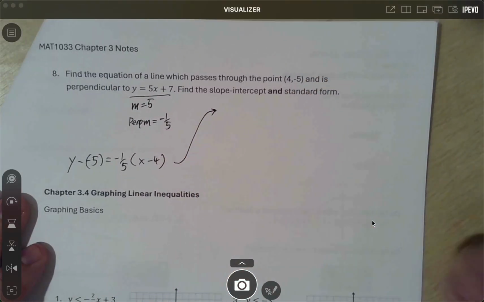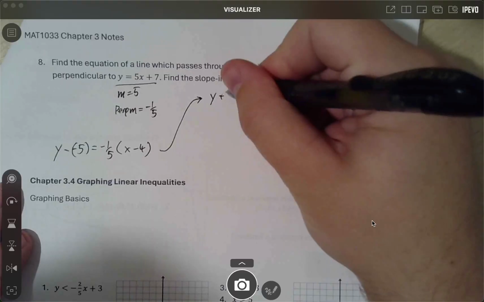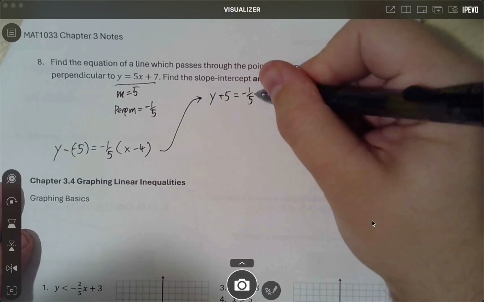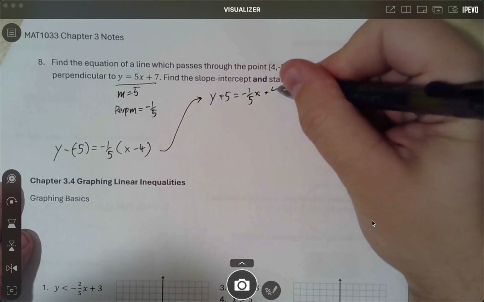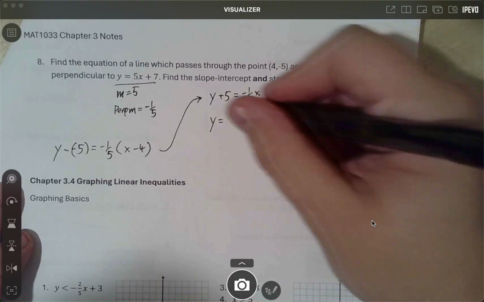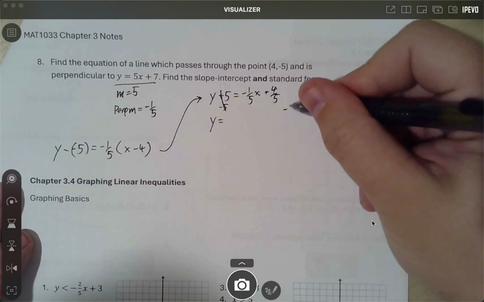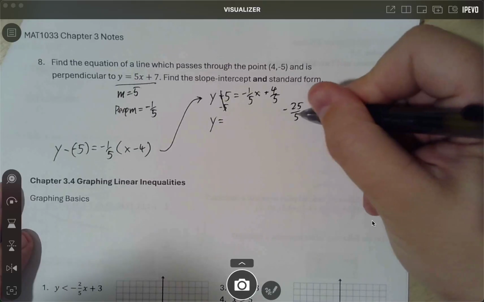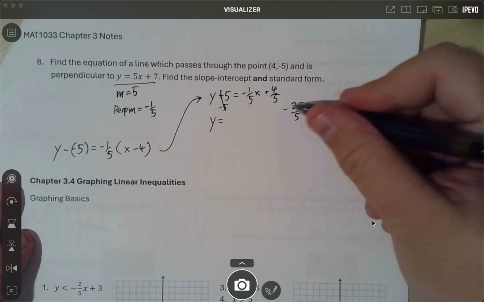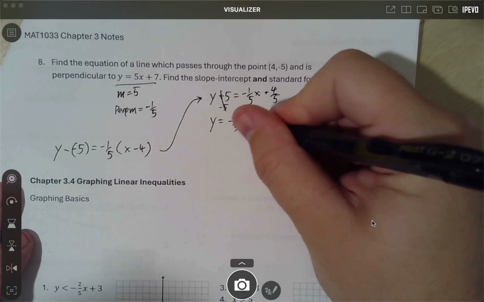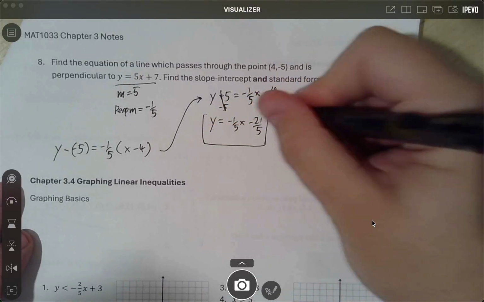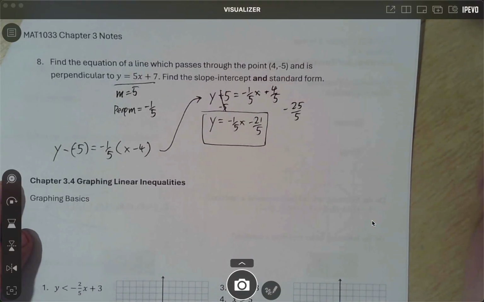I need to get that into slope-intercept, so here we go. That's y plus 5 after the double negating. If I use my distributive property, I've got my -1/5 x. I've got my positive 4/5 over here. And then if I subtract 5, right? If I subtract 5, that's really subtracting 25/5 when I make my common denominator. Right? 25/5 is still equal to 5, so this is still minusing 5. But I've got my -1/5 x, and now I've got -21/5. There is my slope-intercept form.